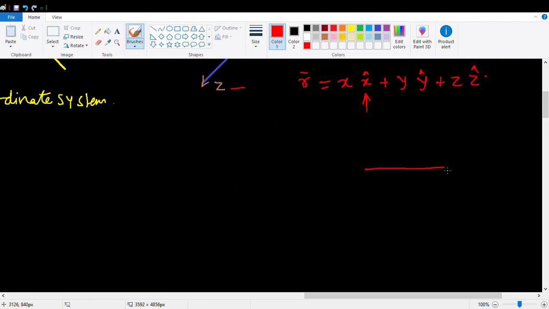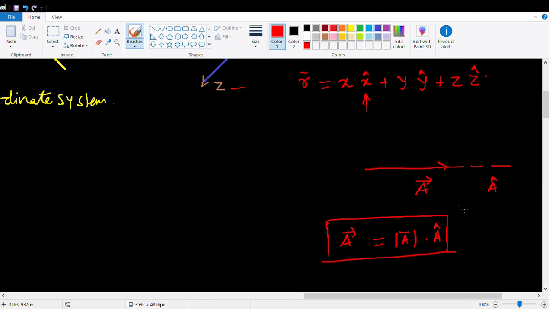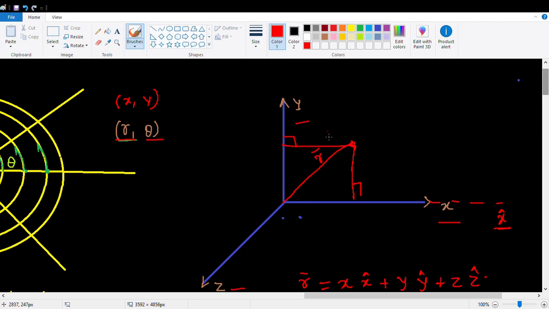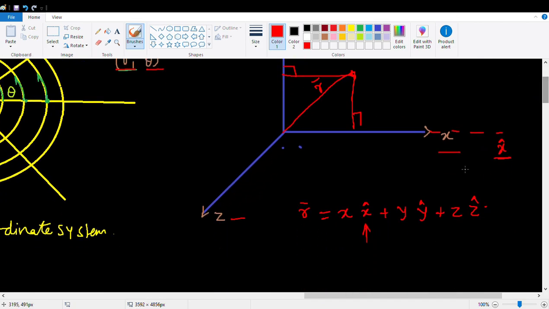If you have some kind of a vector, suppose this is my vector a, the increasing direction of any kind of vector is going to give you a unit vector. And you know the definition of a vector, the vector has a magnitude as well as a direction. So if you have any kind of vector, the increasing direction of that vector is going to give you the unit vector. If you have understood this, the position vector in a three-coordinate system is going to give you this.